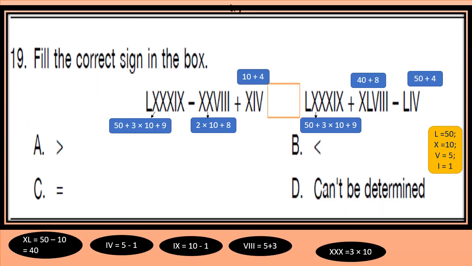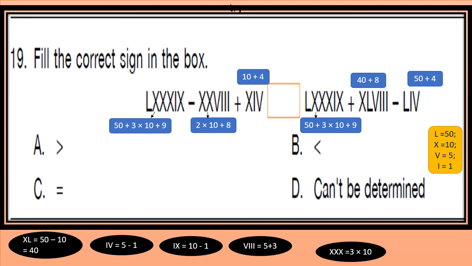Question number 19. Fill the correct sign in the box. Now see, it's a Roman numeral problem. Calculate the Roman numbers, solve the equation and choose the correct sign. Now you can make use of the hints given. So first is L, triple X, IX. So L is 50. Now triple X, X is 10, so 3X will be 3 into 10, 30. And IX is 9. X is 10, so I is on the left side, so 10 minus 1, 9.